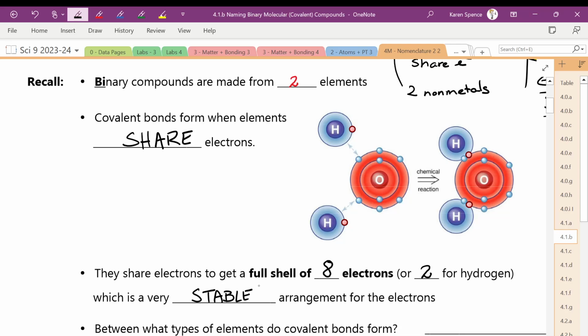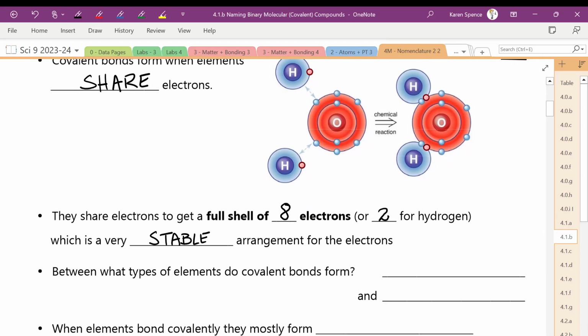I know you've already told me this, but between what types of elements do covalent bonds form? Non-metal and non-metal. Where do you find the non-metals on the periodic table? On the right. If you have trouble remembering, look up at that periodic table there on the wall beside the clock. The pink ones are the non-metals. The blue ones are the metals. Okay, pink are non-metal, blue are metal.